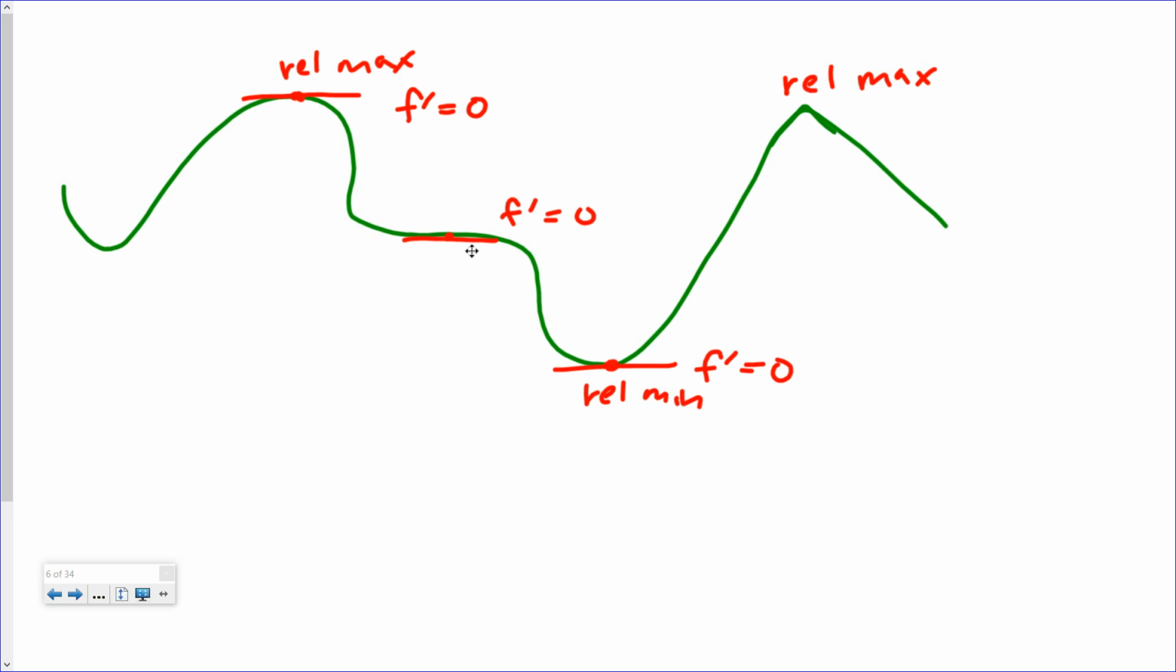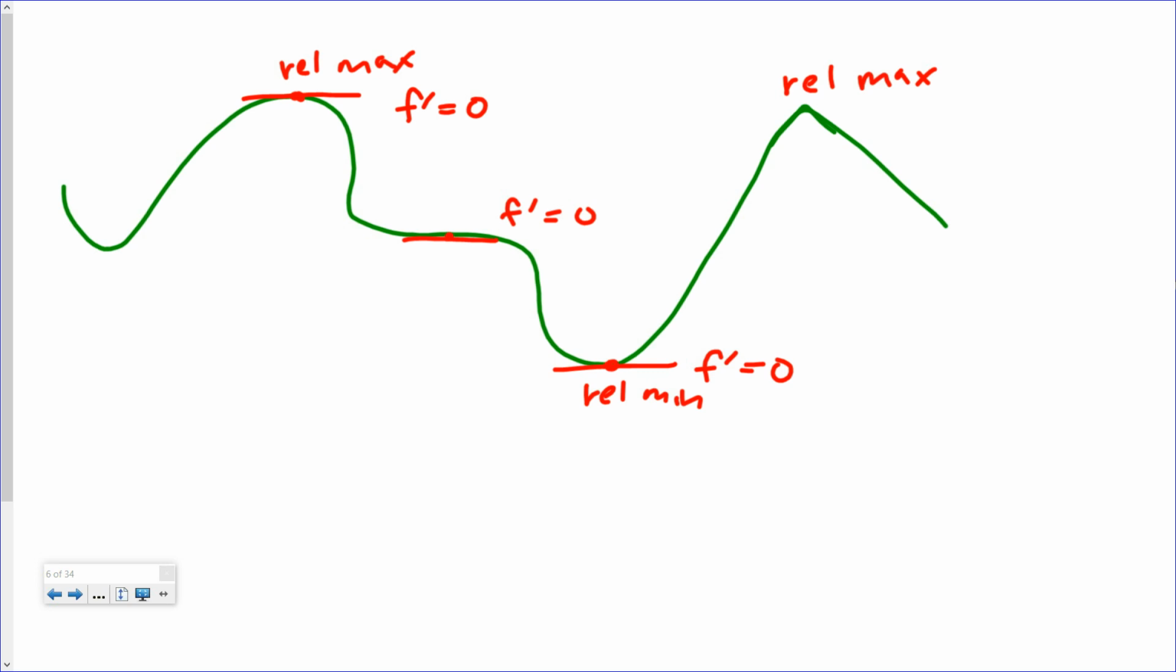And just to make sure, these are all horizontal tangent lines, okay? But this is a horizontal tangent line with the relative max. This is a horizontal tangent line with the relative min. This is a horizontal tangent line that's neither relative max or relative min, okay? So you can have slopes of 0 that are not relative maxes and relative mins, all right?